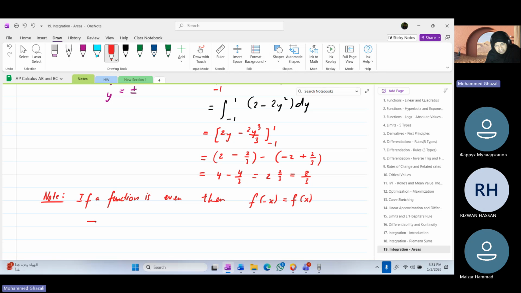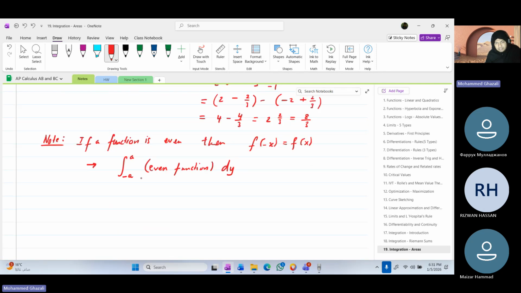So if a function is even, then the integral can transform like this. Integral from negative a to a of an even function, dx or dy, whatever, it doesn't matter, depends what you are integrating over, is equal to 2 times the integral from 0 to a of the same even function, dy. It's twice, and I cut it in half, right? Because it's symmetrical. So this is something like a trick to integrate.